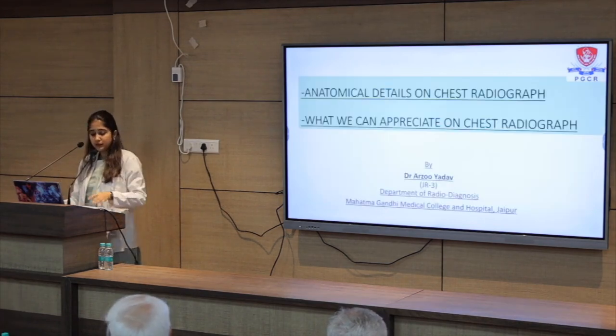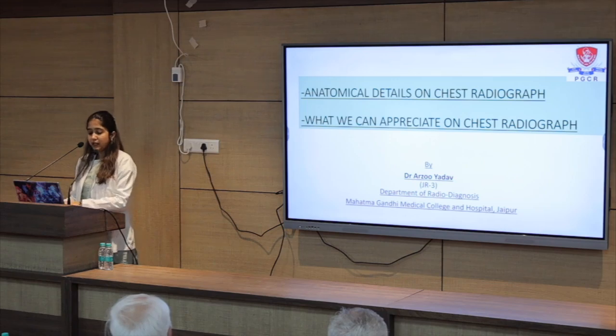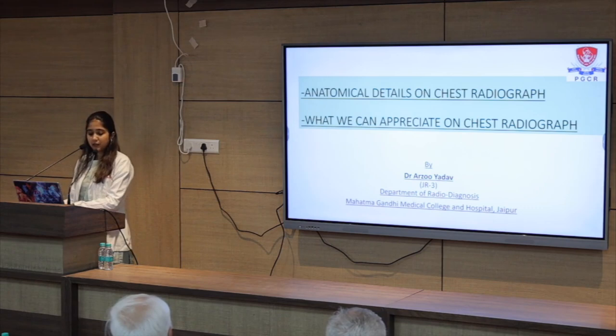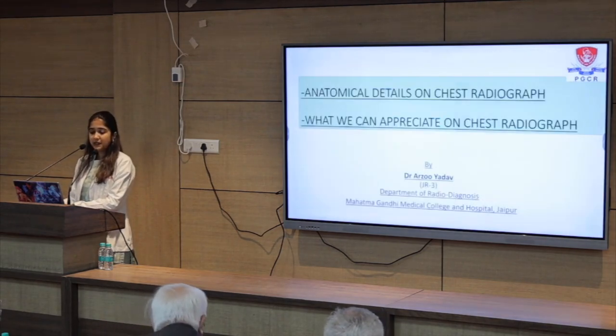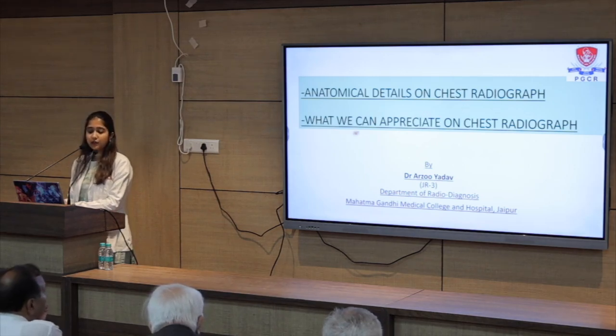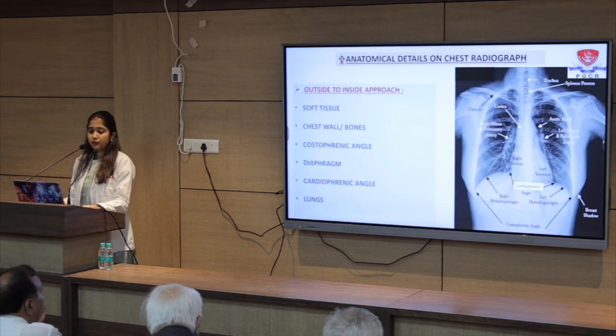Good morning, everyone. A good understanding of a chest radiograph is the key to unlocking a more accurate diagnosis and improving patient care. So, I'll be speaking about the anatomical details on a chest radiograph and what we can and wish to appreciate while reporting a chest radiograph. First, we'll look at the outside to inside approach.